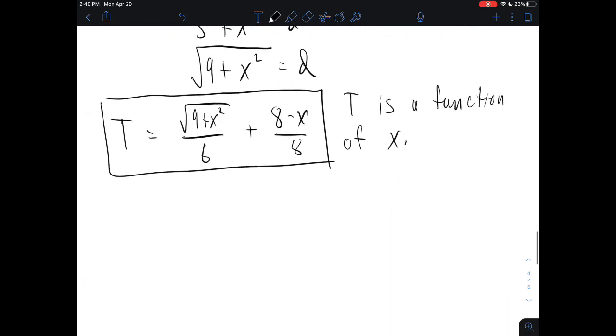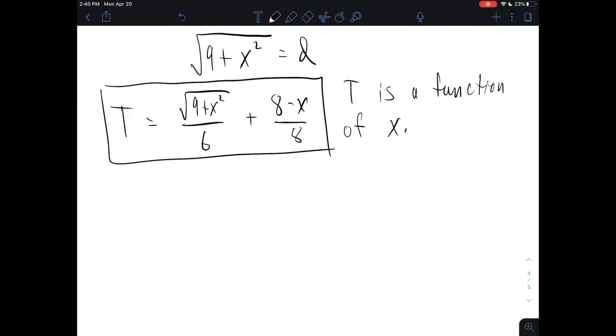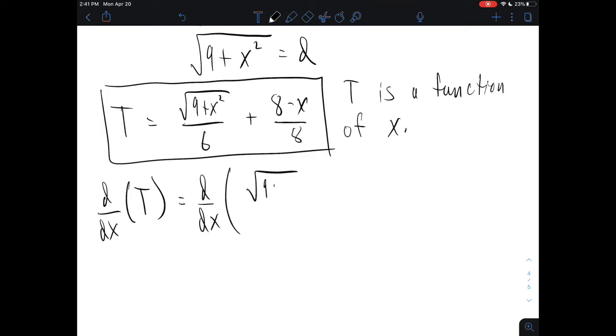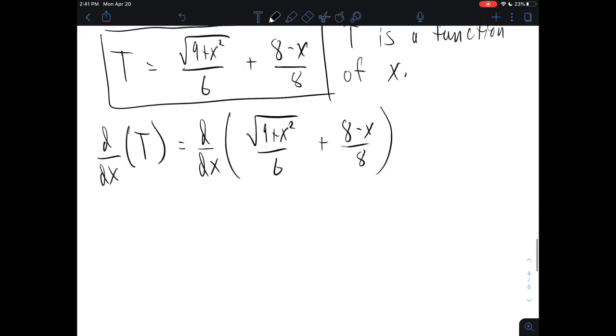So now we're going to use a common theme from the last couple of examples. Take the derivative, but not with respect to time as we've seen in some problems, but with respect to x, because x is the independent variable here. So the derivative with respect to x of capital T is what we want to find our critical points. So then dT/dx.